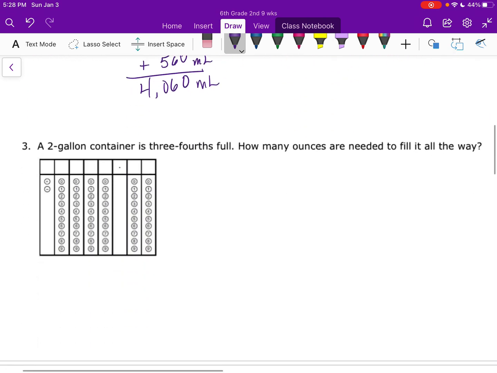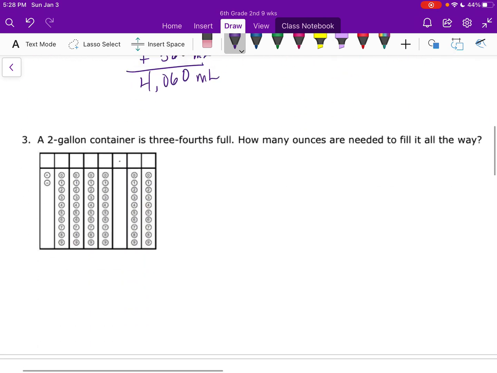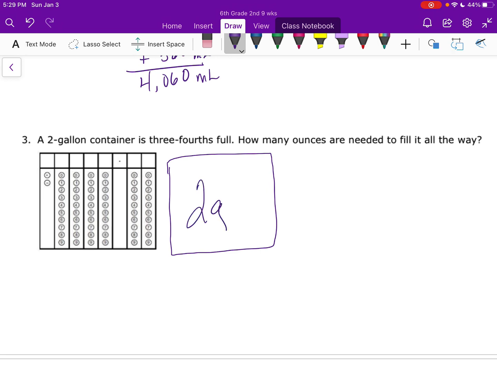All right, number 3. A 2-gallon container is 3/4 full. How many ounces are needed to fill it all the way? Okay, so let's kind of draw a little picture of this, right? Here's 2 gallons. So this is 2 gallons, but it's not full, is it? It's only 3/4.